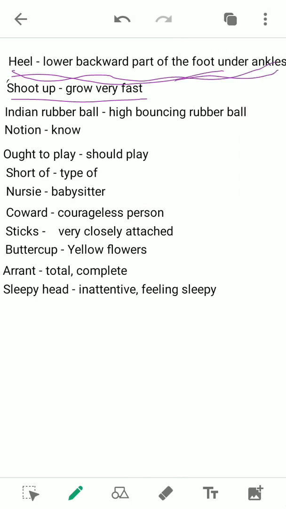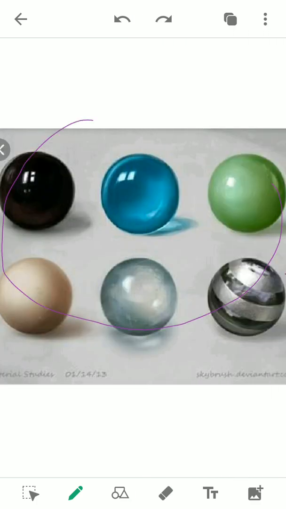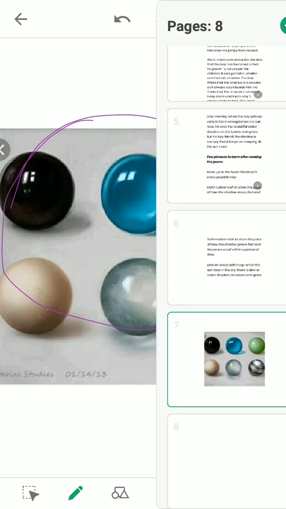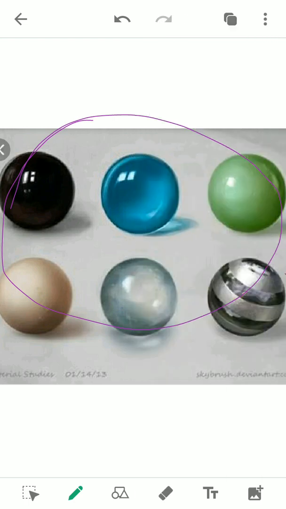What does Indian rubber ball mean? A high bouncing ball. Have you seen a high bouncing ball? These are Indian rubber balls. You may have played with these Indian rubber balls. It bounces very high when it is let fall onto a surface.